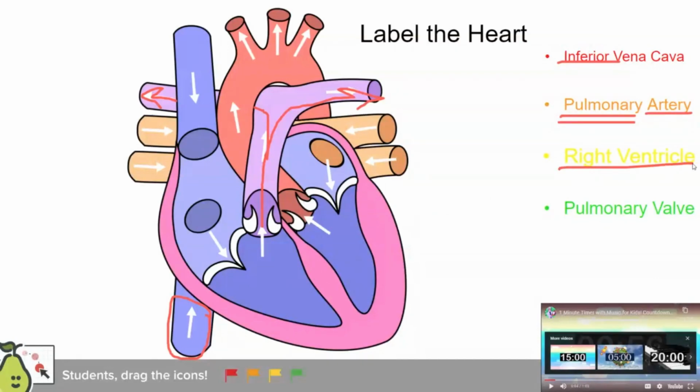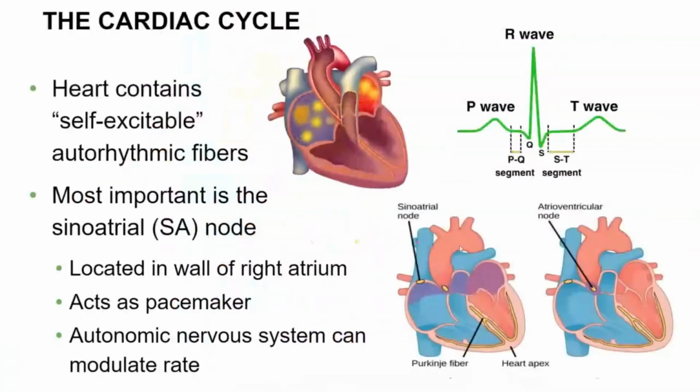Now we're looking for the right ventricle. Ventricle is shaped like a V, but again, this is the left side and this is the right side. So if I'm looking for the right ventricle, I'm looking for this ventricle right here. And then we have the pulmonary valve. If this is the pulmonary artery, the pulmonary valve is the valve that enters the pulmonary artery.